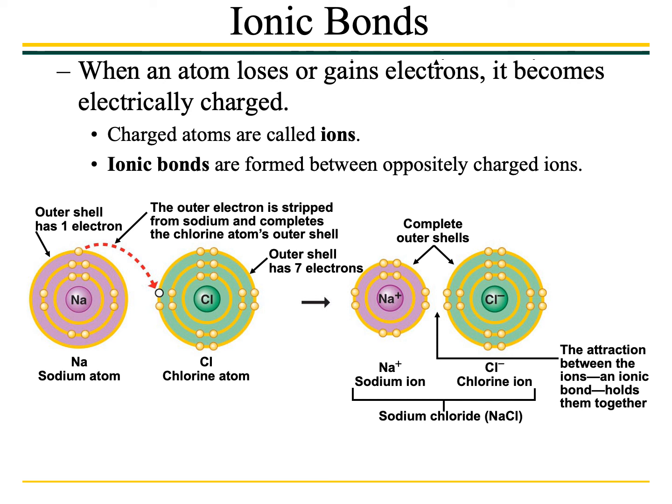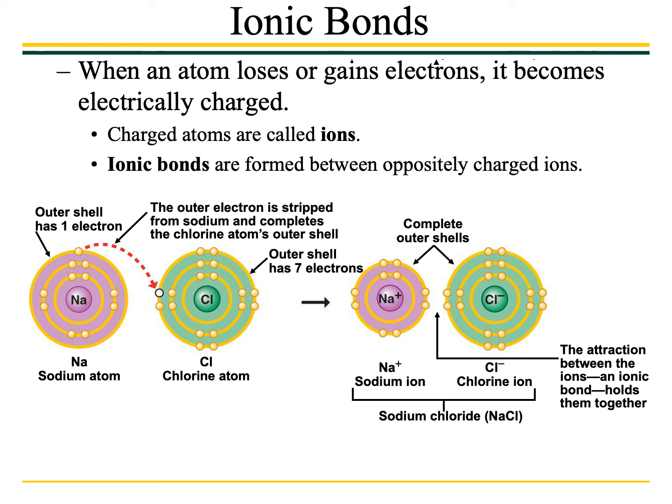The next type of bond I want to discuss is an ionic bond. An ionic bond forms when you have oppositely charged atoms interacting or attracting one another. Charged atoms are referred to as ions and can be further subdivided into cations, which have a positive charge associated with them, and anions, which have a negative charge associated with them.